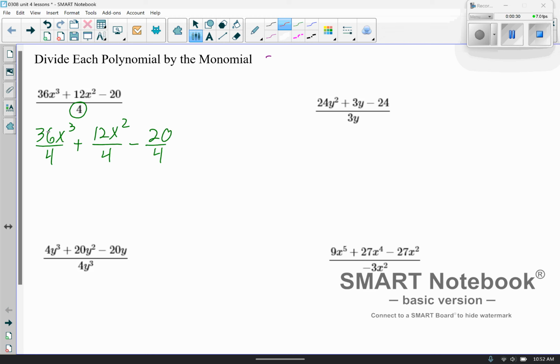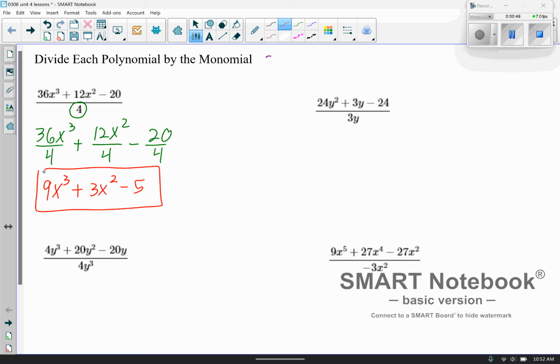Okay, so this should be fairly simple. 36 divided by 4 would reduce down to 9x cubed. Then the 12 divided by 4 would reduce this down to 3x squared. And then 20 divided by 4 is 5. So that's what we end up with on our first one.